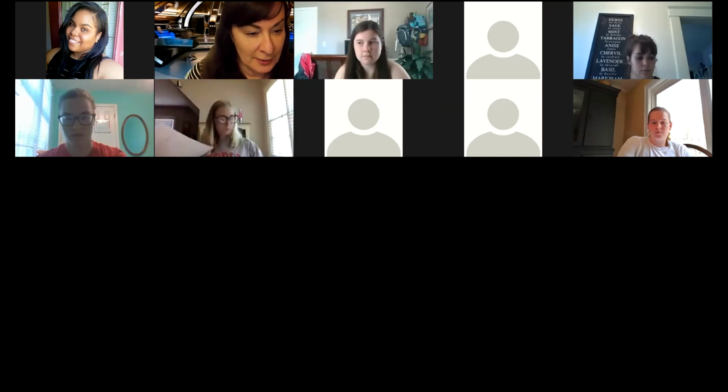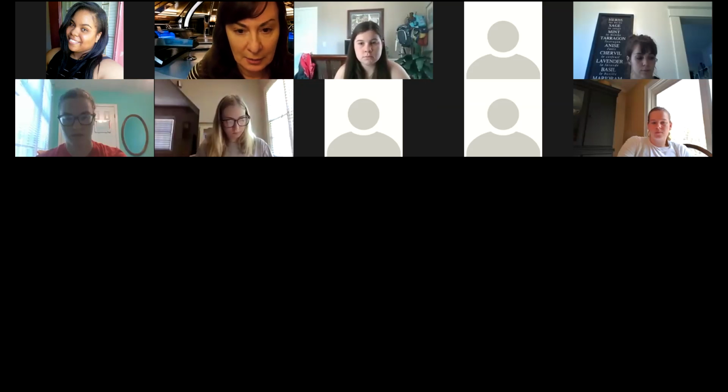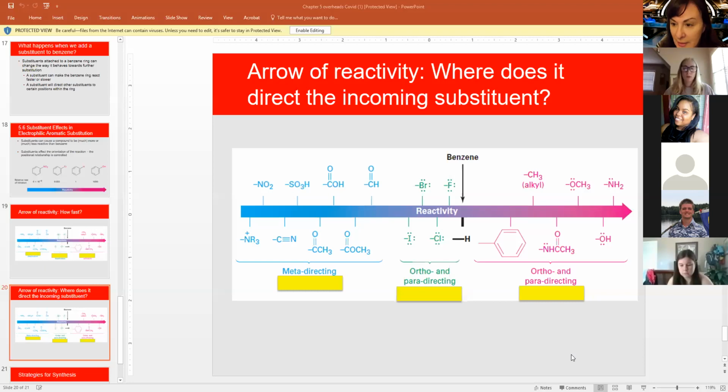Okay, so the arrow of reactivity comes from chapter 5. And if you scroll through it, you will get to this beautiful arrow that tells you where all your substituents are located. And we're going to be looking at it right now. Do you guys remember the arrow of reactivity? There it is. So there were some substituents on that particular question that you can find in the arrow of reactivity. One of them was an OH substituent, right?